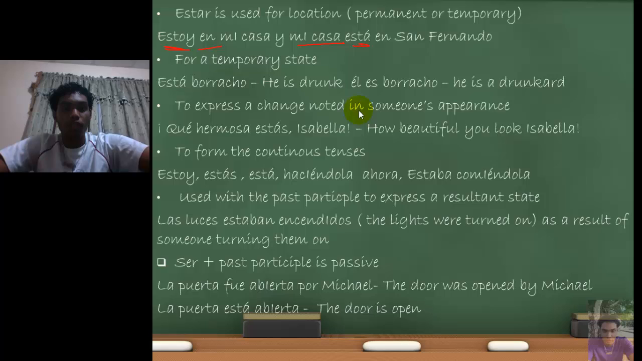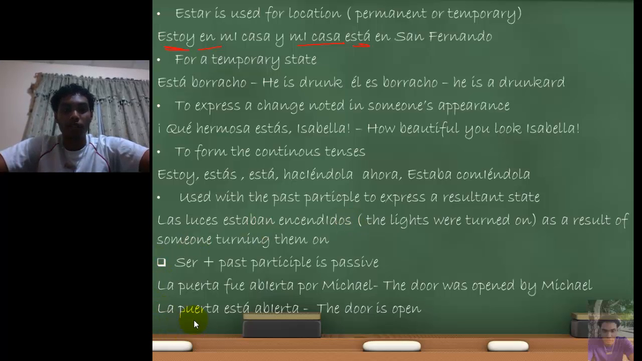It's used to express a change noted in someone's appearance. So, qué hermosa estás, Isabella, right? How beautiful you look now, right? So you've noticed that her appearance has changed, right? The continuous tenses are formed, right, as stated in the previous video. A resultant state it is used for. So, por ejemplo, las luces estaban encendidas. The lights were turned on as a result of someone turning them on.